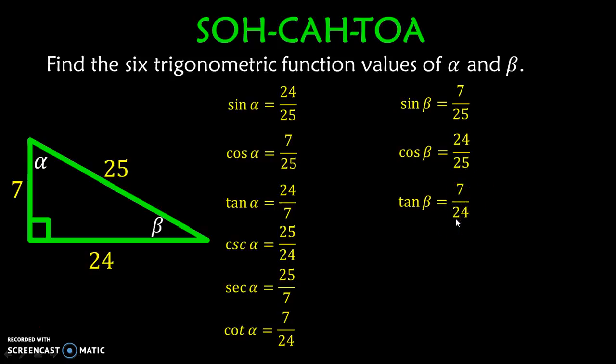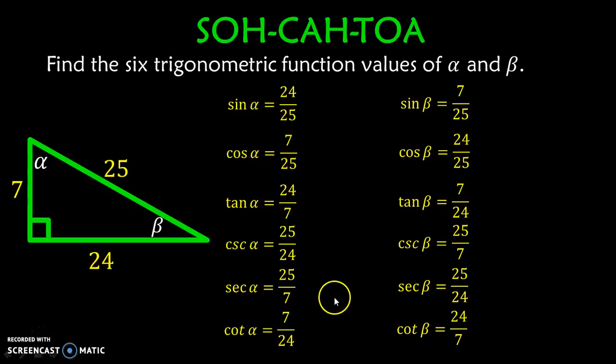As usual, we can now easily get the three other trigonometric functions because they are just the reciprocal of sine, cosine, and tangent respectively. So cosecant beta equals 25 over 7, secant beta equals 25 over 24, and cotangent beta equals 24 over 7. Okay.